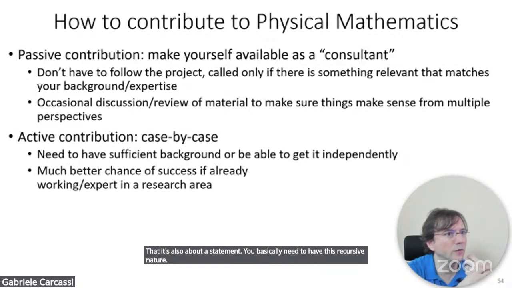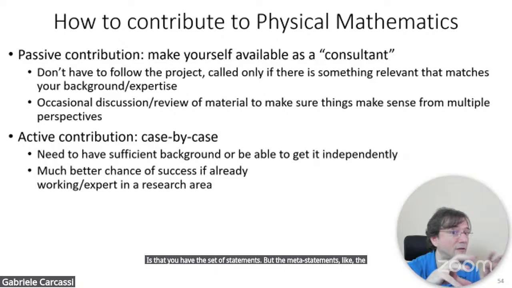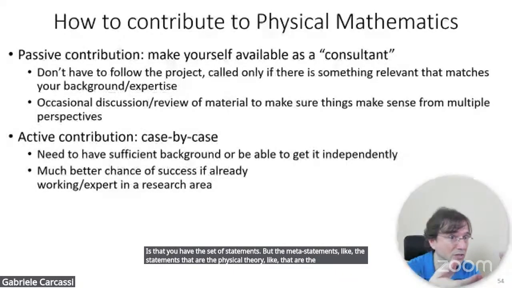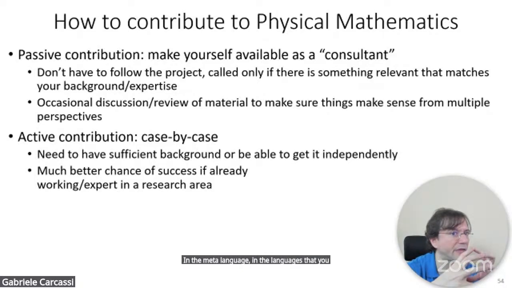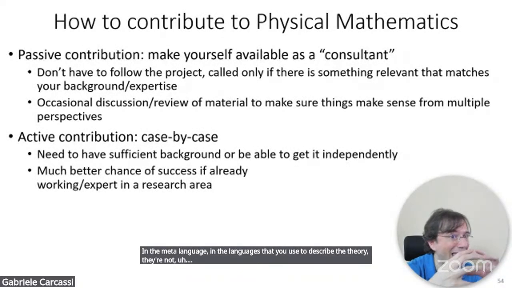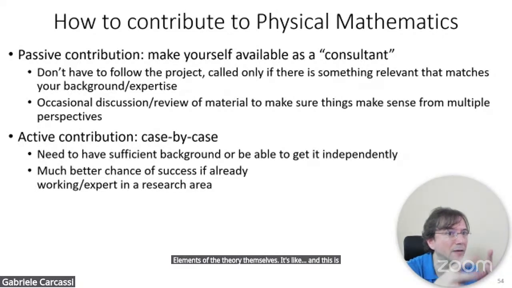You basically need to have this recursive nature. And the way that we have structured physical mathematics is that you have the set of statements, but the meta statements, the statements that are the physical theory, are the ones that are connected to experimental verification. But the meta statements are not of the same type. They are in the meta language, in the language that you use to describe the theory. They're not elements of the theory themselves. And this is by design, because you are not going to be closed with experimental verification when you go to the meta statement.